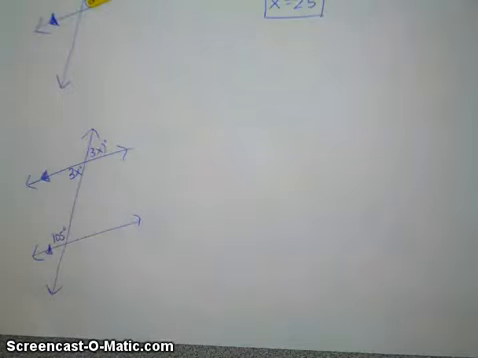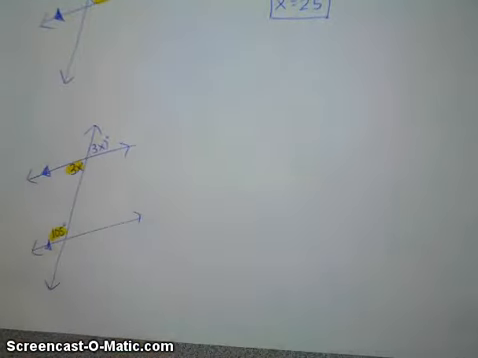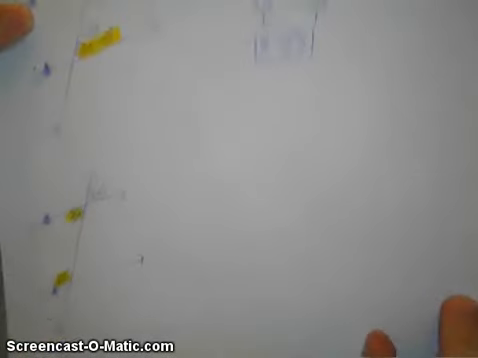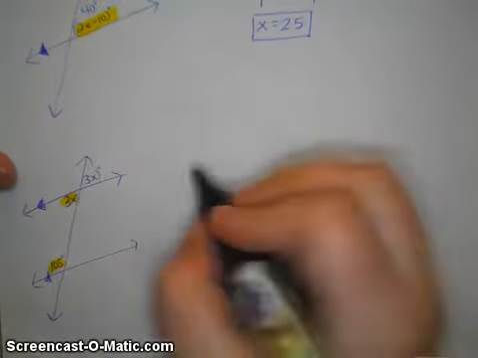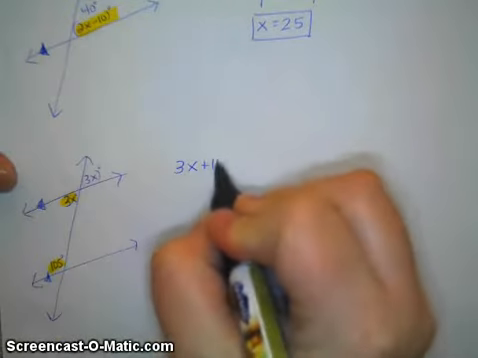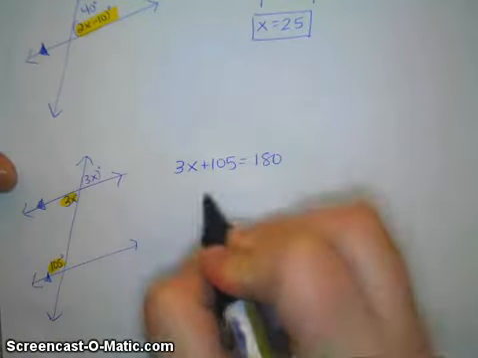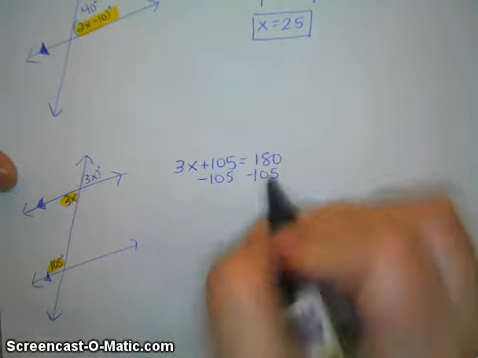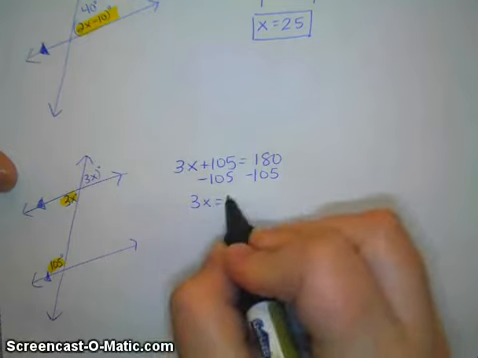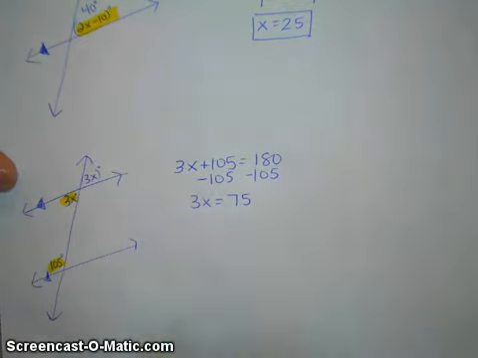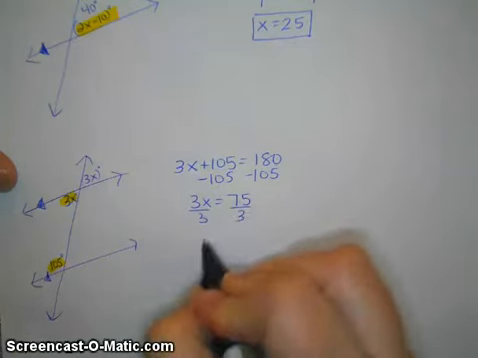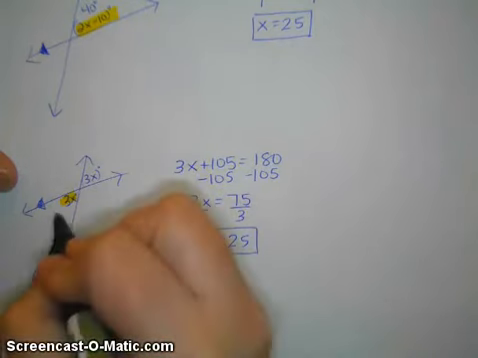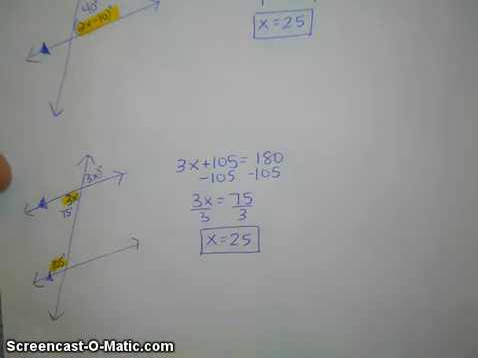Now I can relate those two angles. I know that those two angles, just like the last example, are consecutive interior angles. So their sum is 180. So 3x plus 105 is equal to 180. And now I'll solve. Subtract 105. 3x is equal to 75. And again, I get x is 25. If I plug that in, I have 75 degrees.